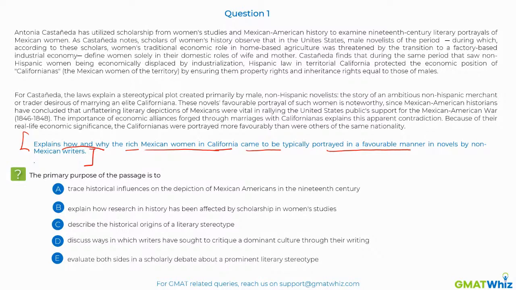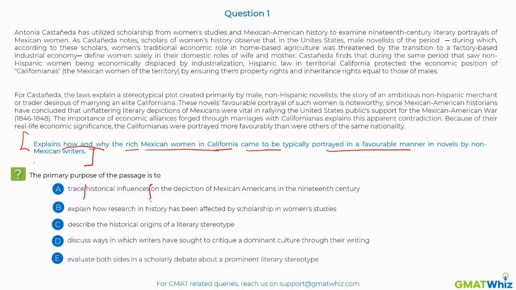Trace. Tracing is all about trying to identify the origin of something. So in this case, if the author is trying to show that trace means the how and why, I can still be okay with it. But tracing is usually about periodical development of something that I don't see happening here. The author doesn't talk about different time frames. So I'm going to be a little skeptical about trace all in all. That's how I'm going to solve it.